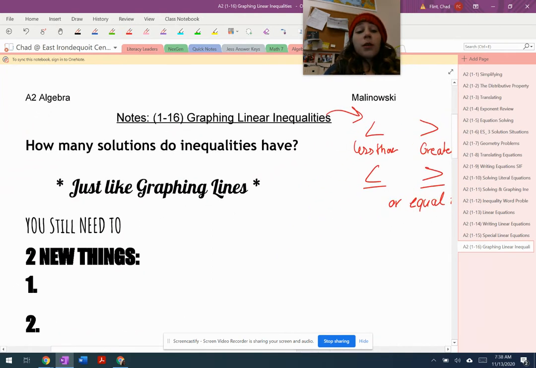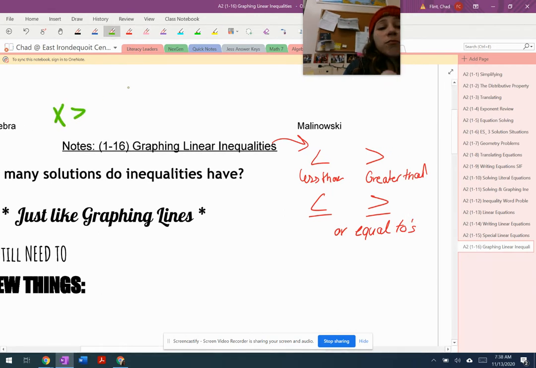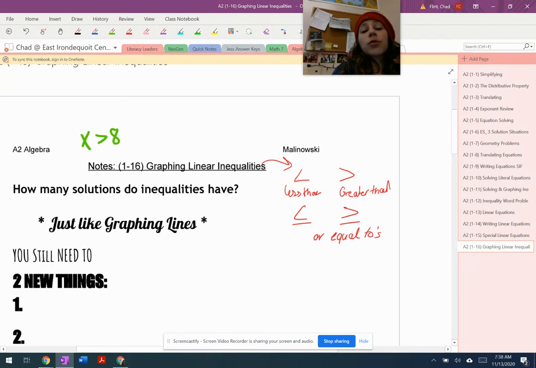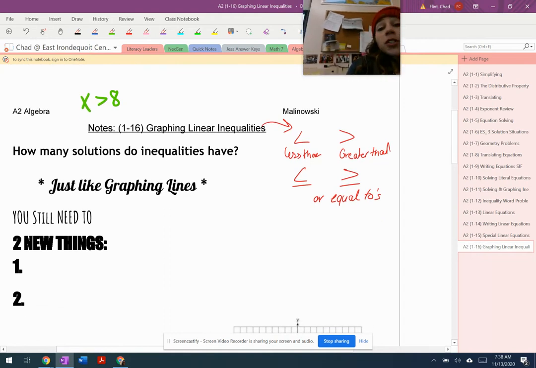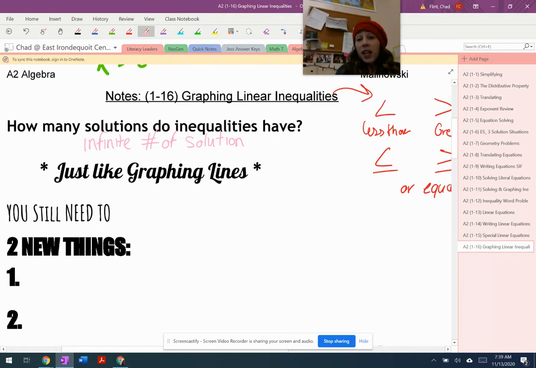So the first thing we're talking about here, which we've definitely spoken about before: how many solutions do inequalities have? When you're looking at something like x is greater than 8, how many solutions does that have? How many answers? How many numbers are bigger than 8? So you might be remembering that inequalities have infinite solutions, which means we can't possibly write them all down.